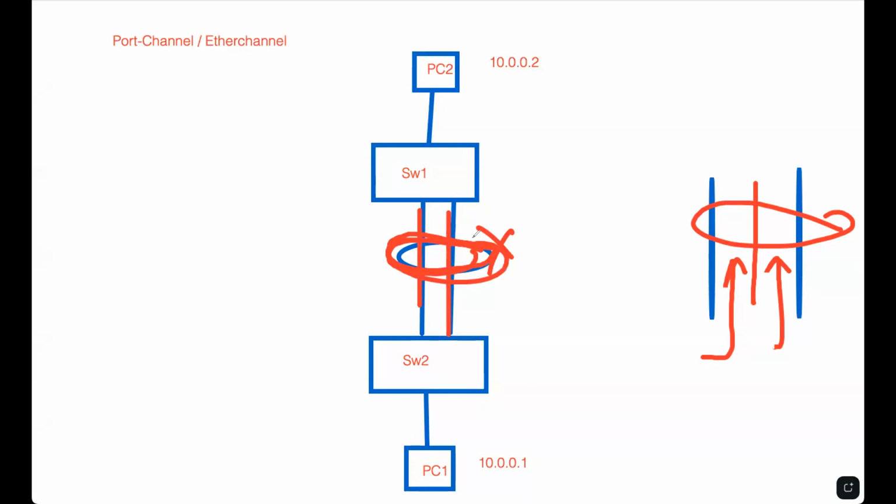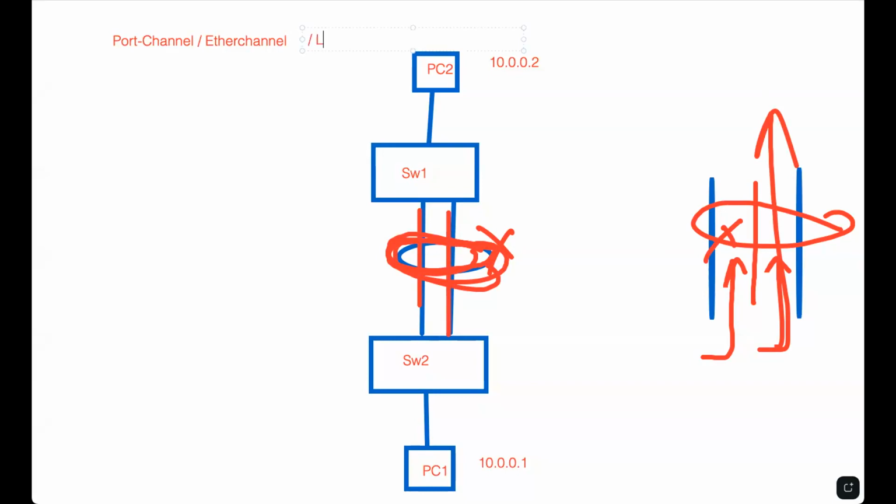We are telling spanning tree that it is only one link. We are bonding them together as a single link so that we can have multiple paths. Even if one path goes down, we have another path to send the traffic out. That concept is called EtherChannel or port channeling or link aggregation.